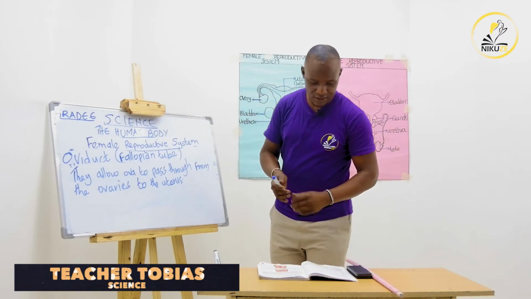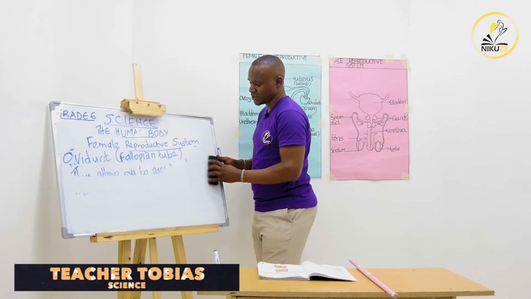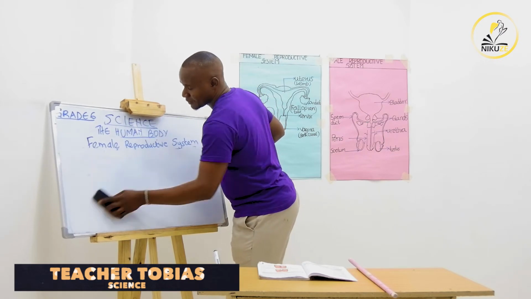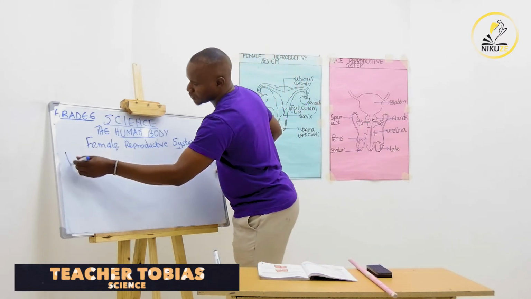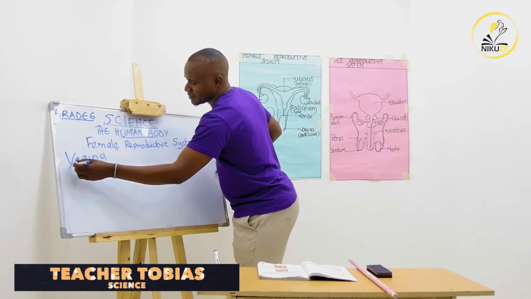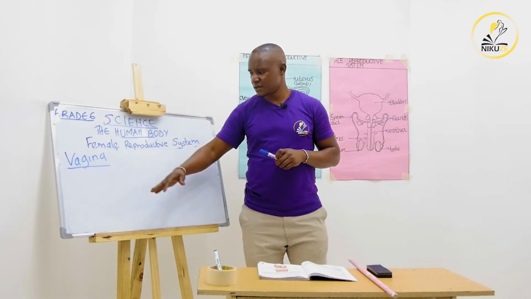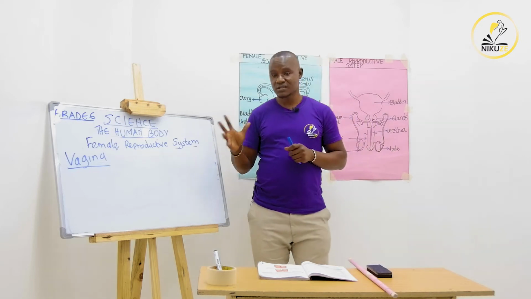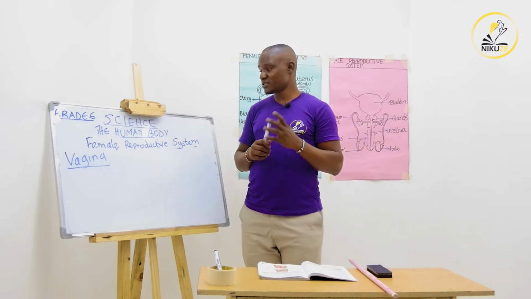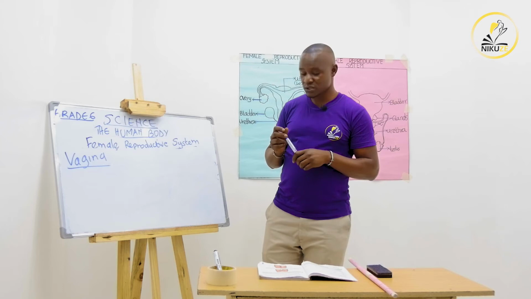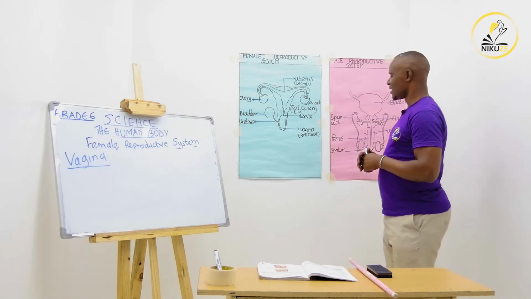Now we have our last part, which is the vagina. We've seen the role played by the oviduct, the ovary, and the uterus. So we have the vagina as part of the female reproductive system. This is the main reproductive passage of the female. The first role you have to know is that it allows the passage of urine, and it also receives the male sex cells, which are the sperms, during sexual intercourse. Those are two roles played by the vagina. Its other name, as we've said, is the birth canal.